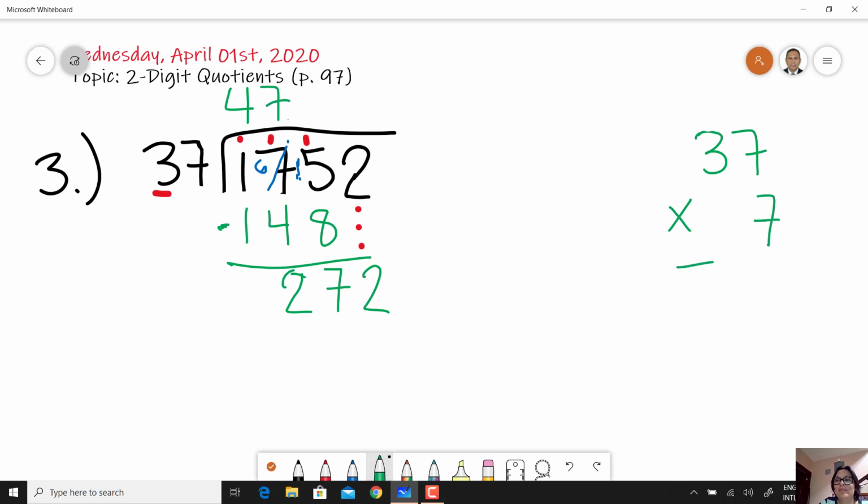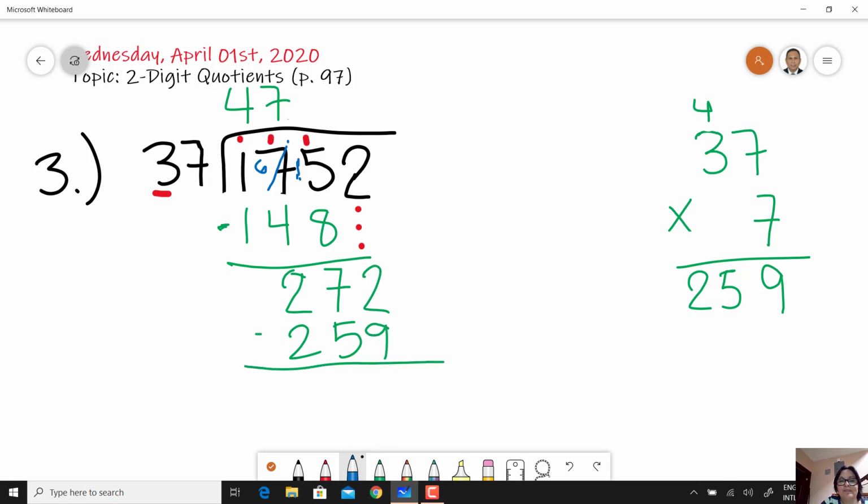So let's try with 7. Now we have to multiply 7 times 37. 7 times 7, 49. Excellent. 9 in here and 4 here. 7 times 3, 21. Excellent. Plus 4, 25. Can we use 259? Yes, because it's less than 272. And then we have to subtract.